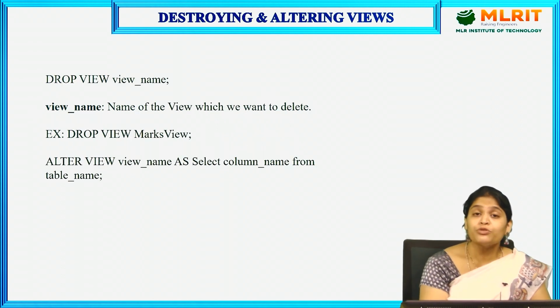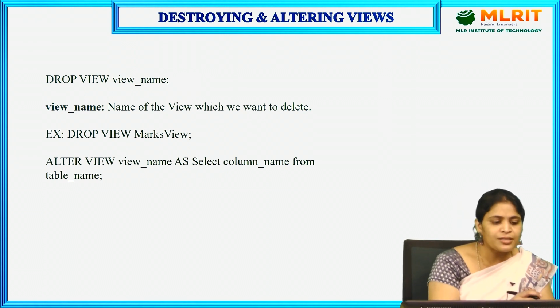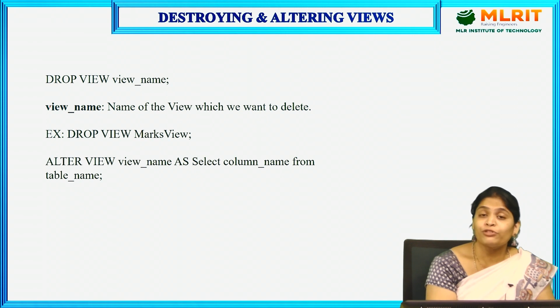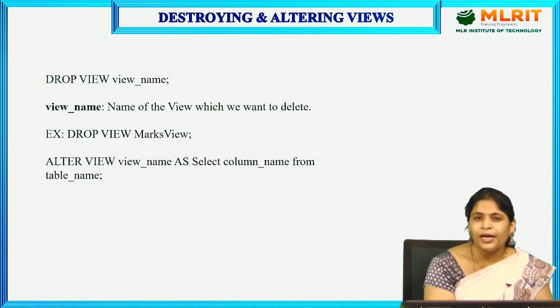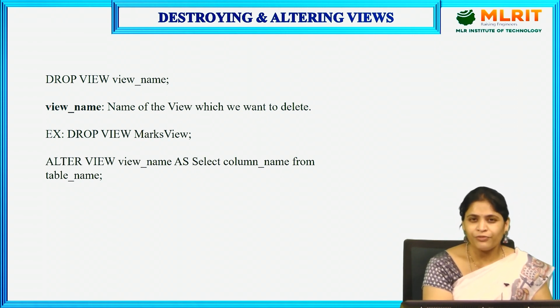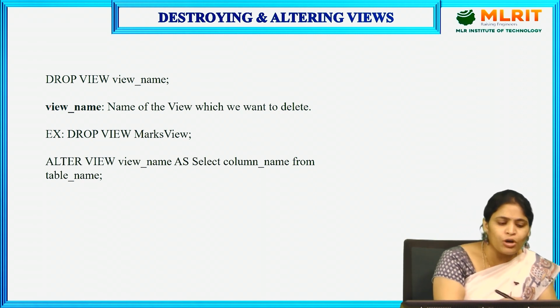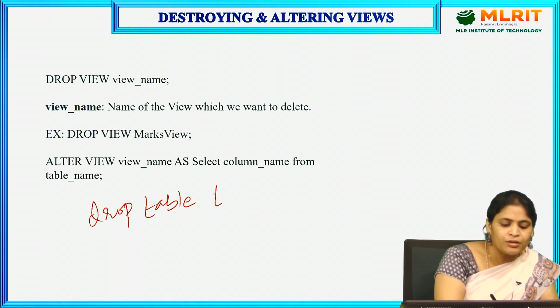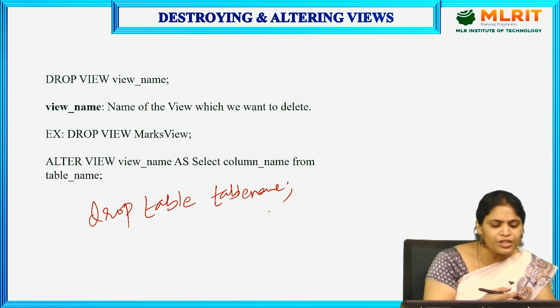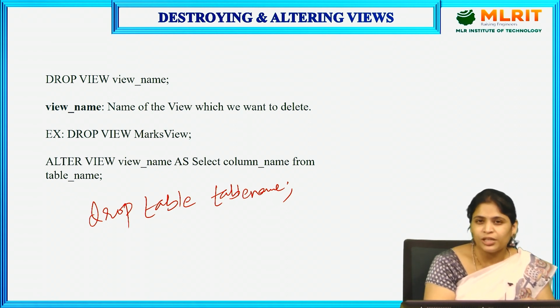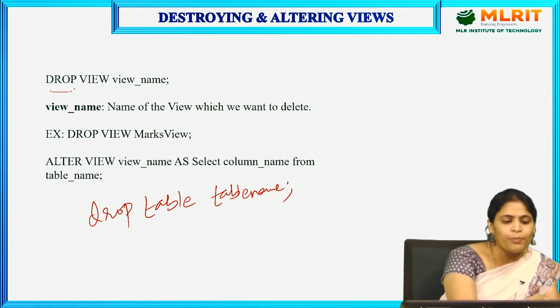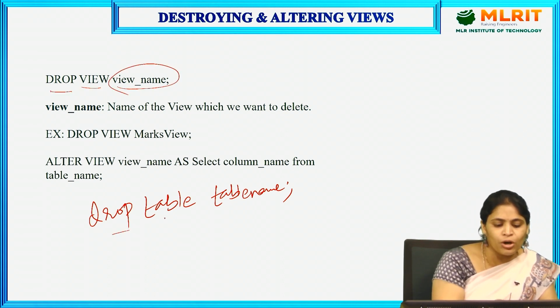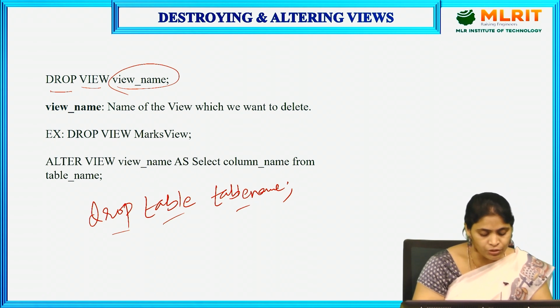Next, we can destroy a view, or we can alter a view by using these commands. Just like we drop a table, in the same manner we drop a view. So what is the syntax for dropping a table? Drop table, table name. This is the syntax, right? So in the same manner, to drop or delete a view, what is the syntax? Drop view, view name. Instead of table, we keep view.